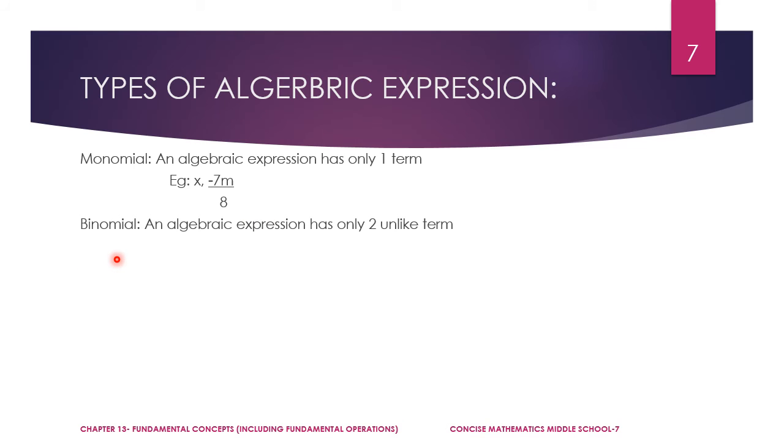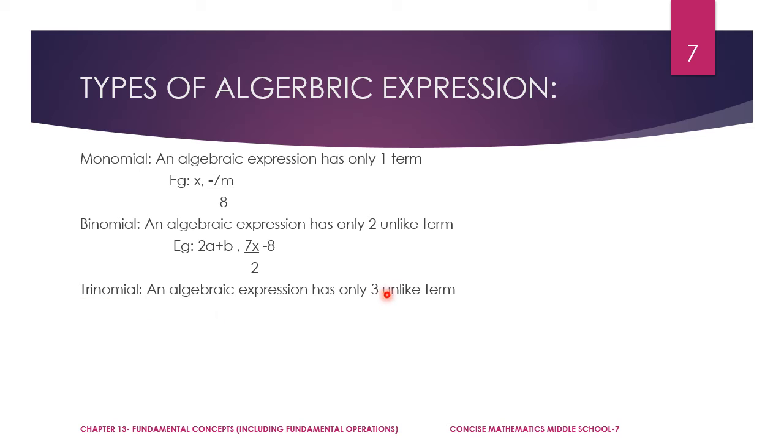Next, binomial, an algebraic expression that has two terms. It should have two terms. This is the example. 2a plus b is a binomial, and 7x divided by 2 minus 8. Here it is a binomial expression. Here 7x by 2 is one term, minus 8 is another term. So it is having totally two terms, and they should be unlike, not like terms.